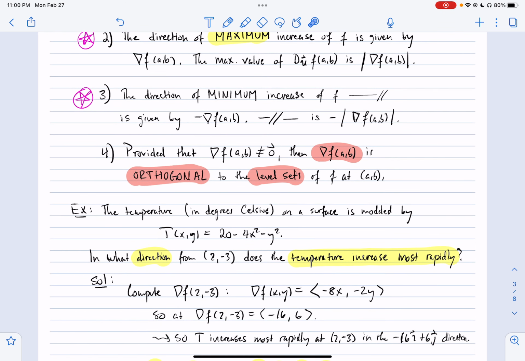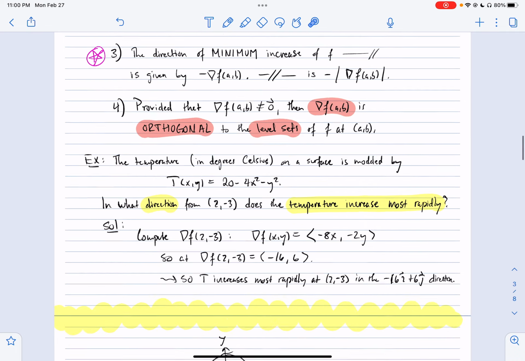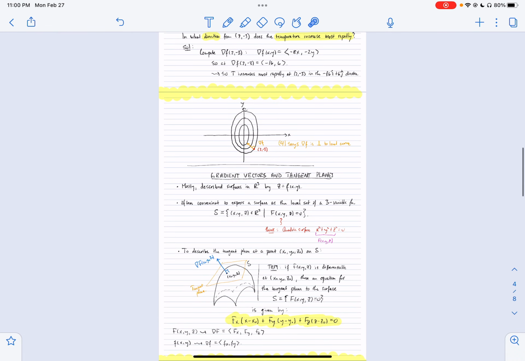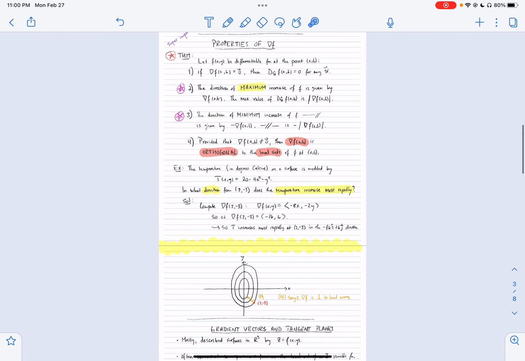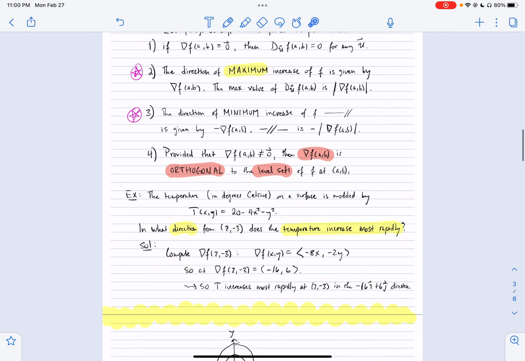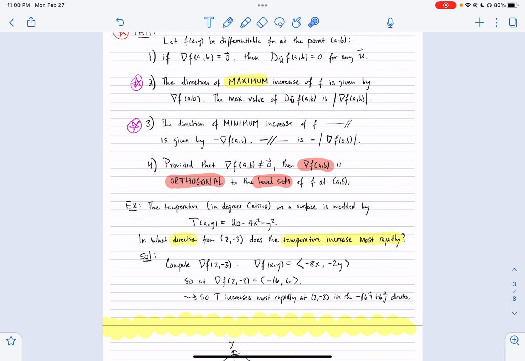And the last part of the theorem says that if your gradient vector is not the zero vector, then that gradient vector is always orthogonal to the level sets of f at your point a comma b. Okay, we'll get more into why that's important in the next video.